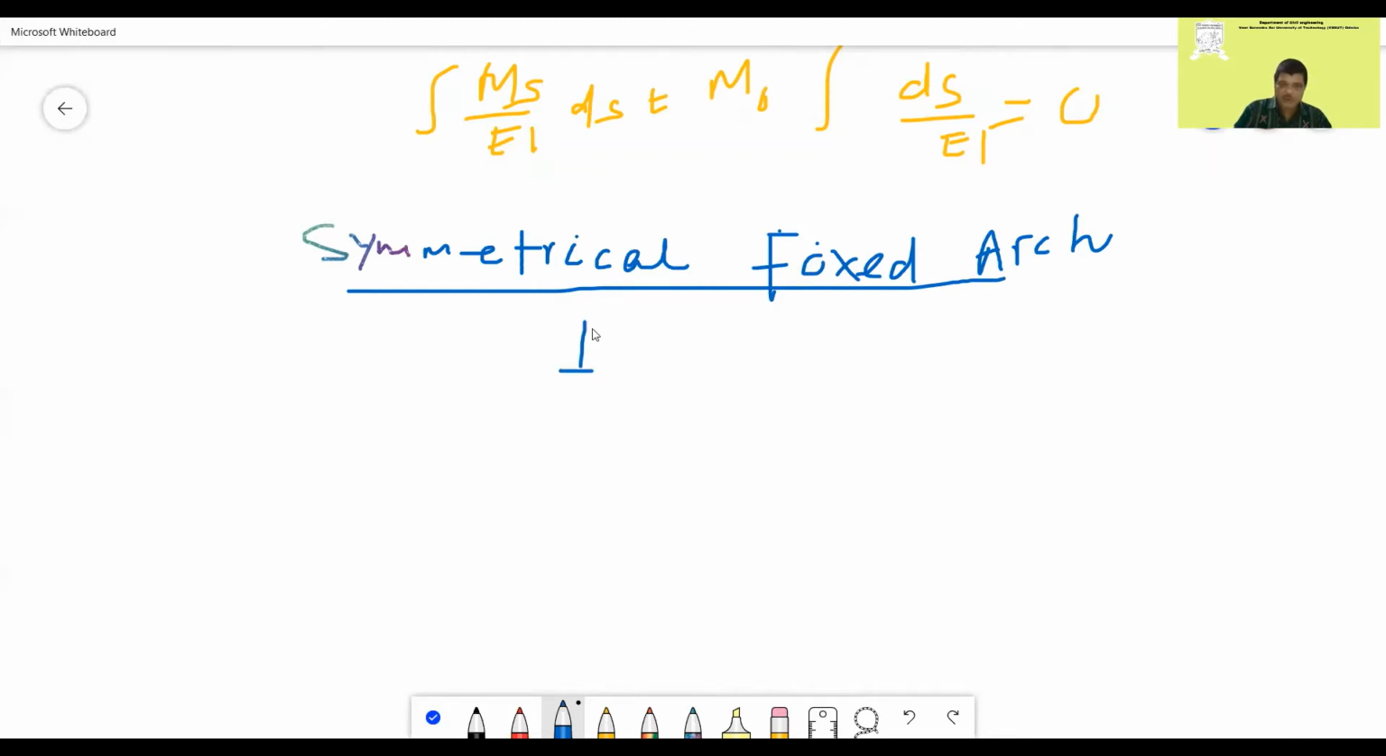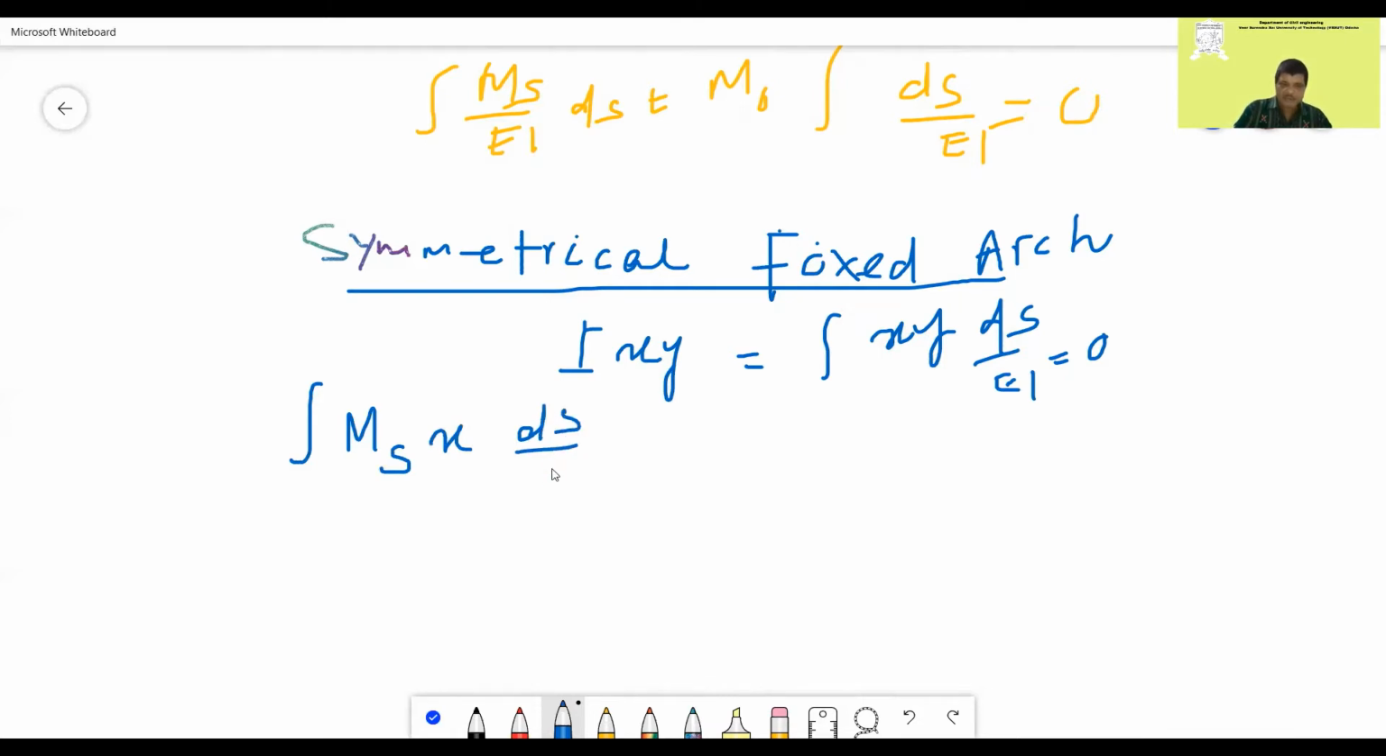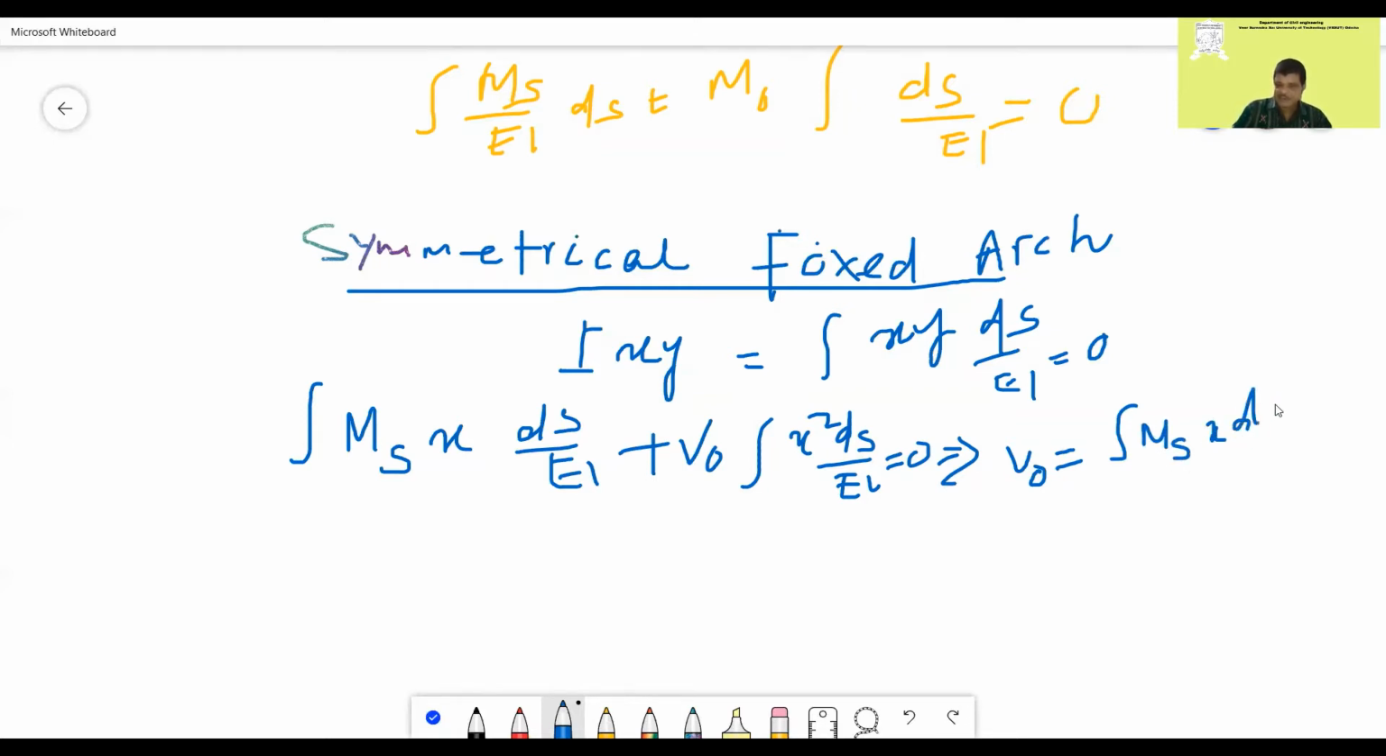In the case of a symmetrical problem, what will happen? Your Ixy, that is the integral of xy ds by EI, will become equal to 0. Now the xy terms will vanish from the above equations, so the equations become simpler. Ms x ds by EI plus V0 x square ds by EI. From here you can find the value of V0. How to find the reactions? V0 will be the integral of Ms x ds by EI divided by the integral of x square ds by EI.